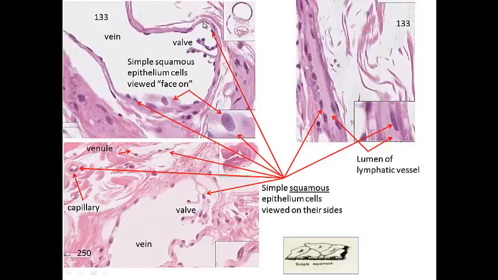Now, if we look at simple squamous epithelium and view it on the side, we see it like that. That's your typical thing. But if you view it face on, you'll see that these flattened cells are really oval in the other dimension, and the cell is flat, and that's what we see.